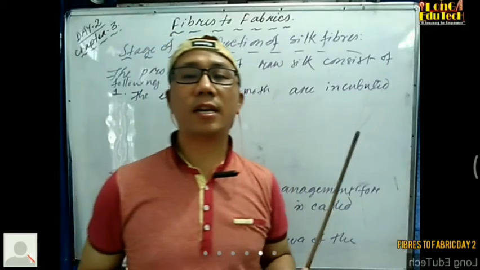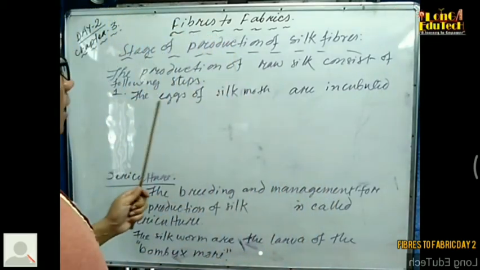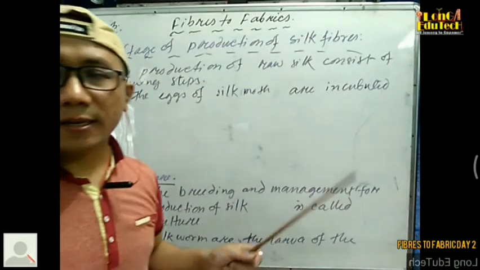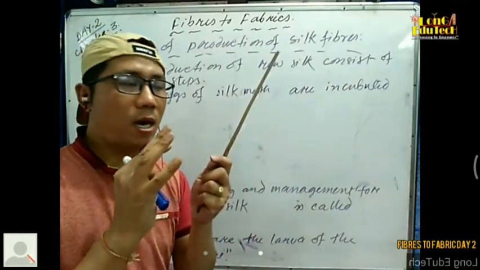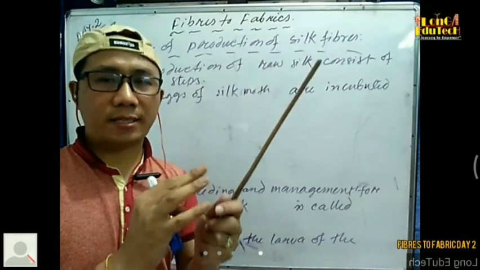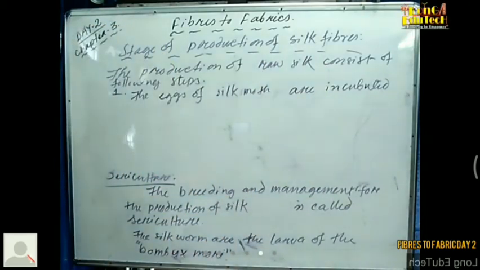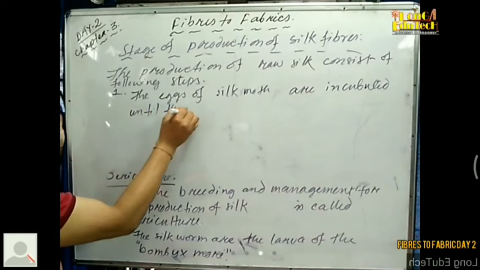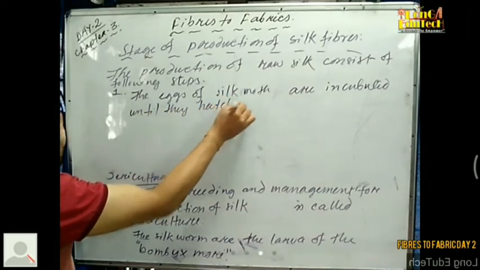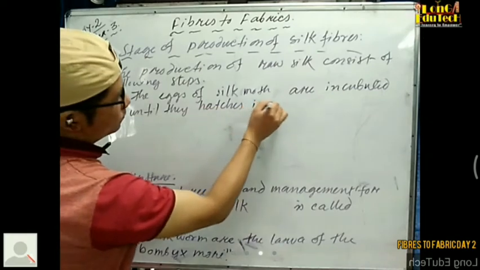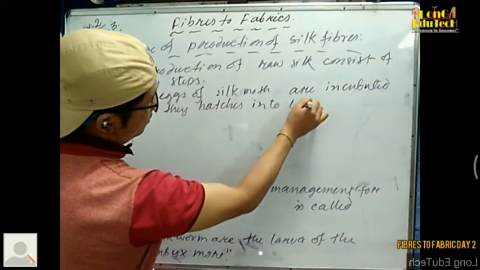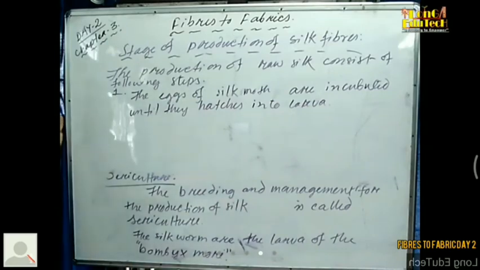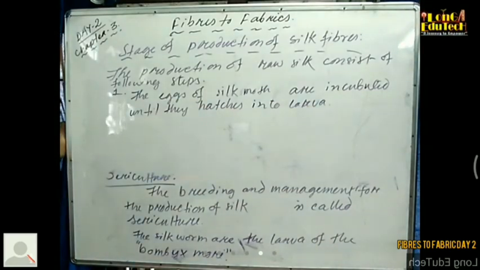So in sericulture, the eggs of the silk moth are incubated. Incubated means that we maintain the necessary conditions to hatch. Just keep in mind, the eggs are incubated until they hatch into larva. So this is the first stage in sericulture. In sericulture, it is done like this only.